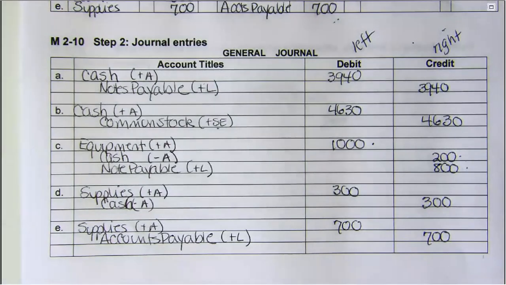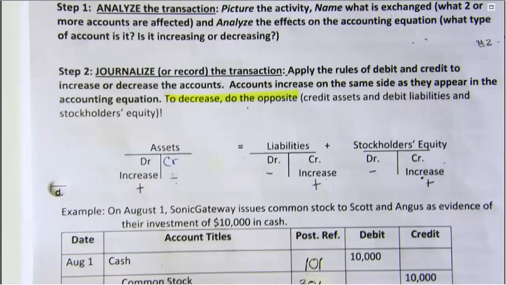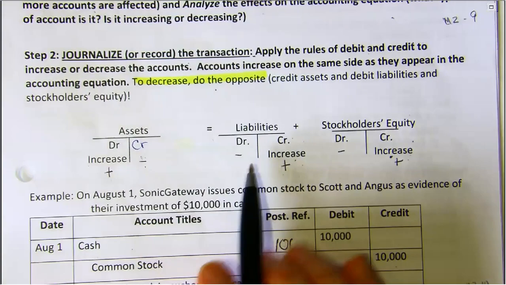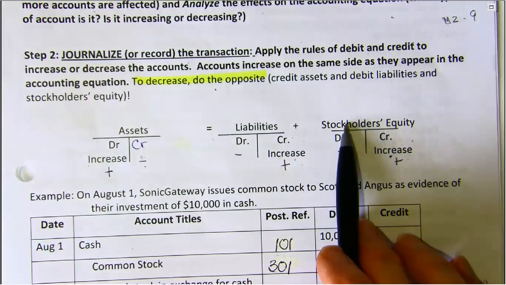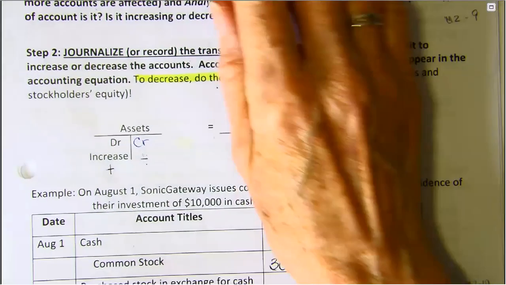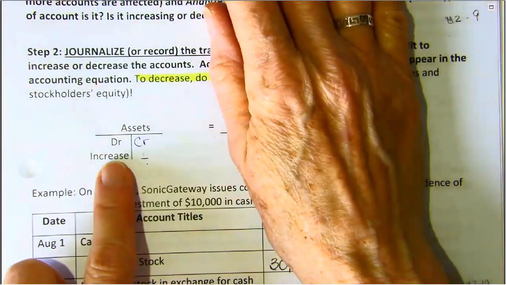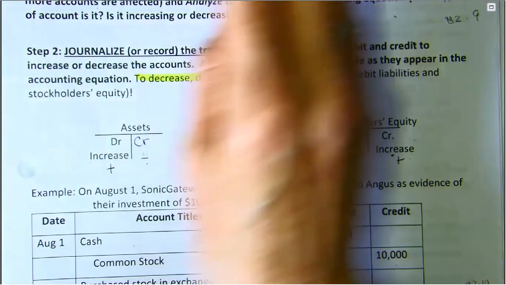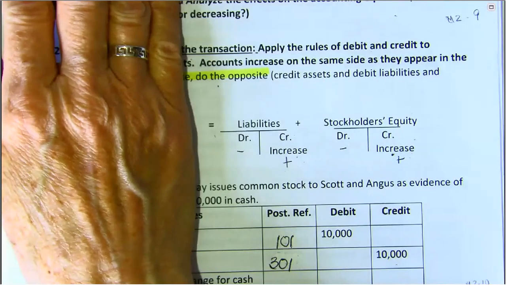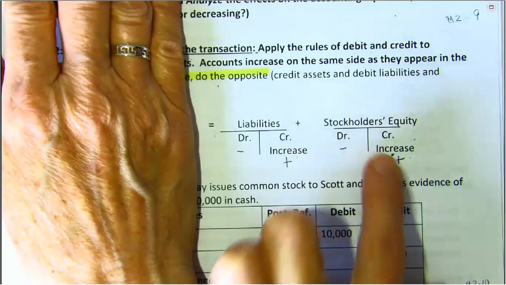Okay, so let's just run through a few things. We're using the rules of debit and credit, which are based on the accounting equation. If you know the accounting equation, you know the rules of debit and credit. Assets are on the left side of the equal sign, so we increase on the left side, which is the debit side.